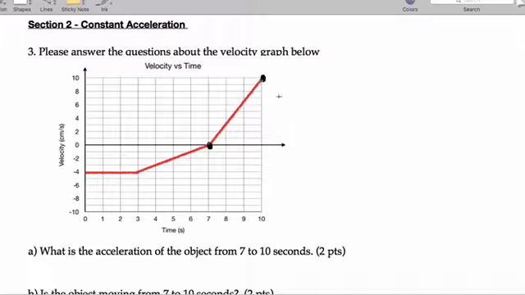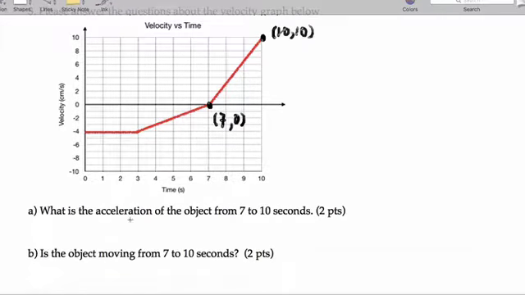So I'm just going to tell you right now, on your real test, you're going to actually need to use the rise over run formula. I really want to see you start using that. So here I'm at 7,0 and going to 10,10. So let's go ahead and actually get the acceleration as the rise over the run.